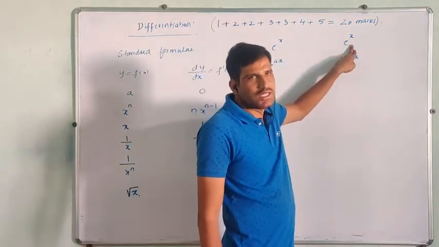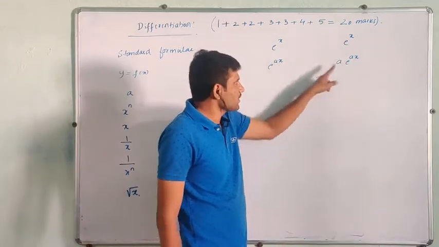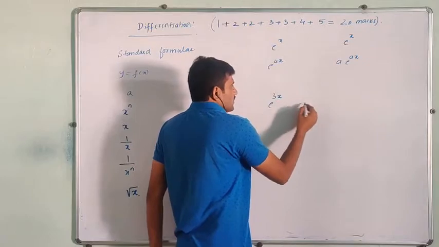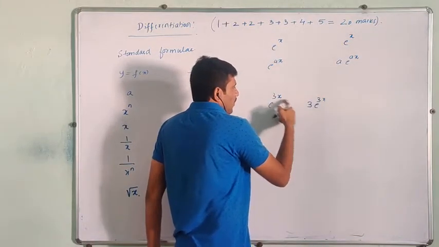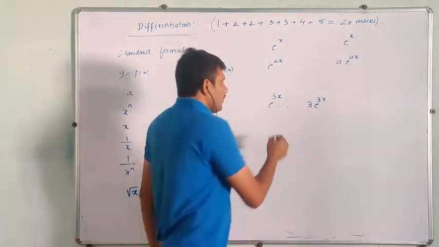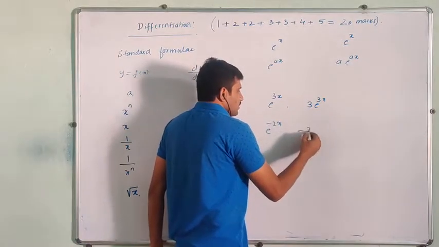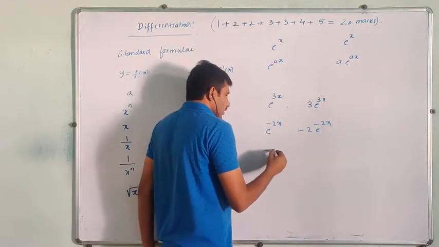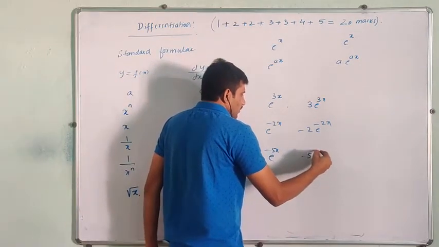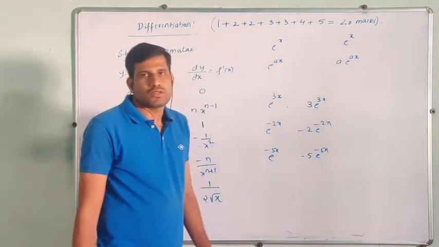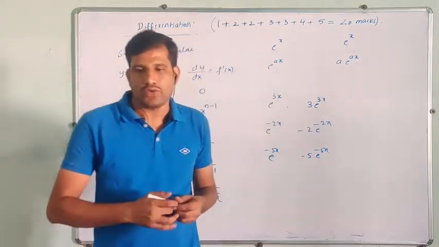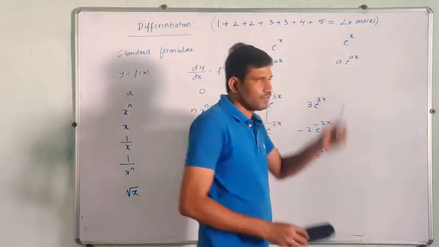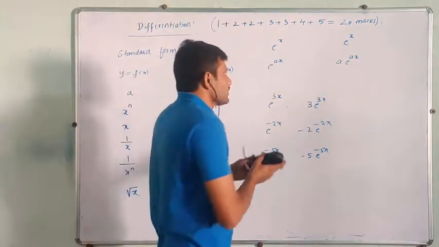Derivative of e raised to x is e raised to x. Derivative of e raised to ax is a into e raised to ax. For example, derivative of e raised to 3x is 3 into e raised to 3x. That power you have to write here. Then the derivative of e raised to minus 2x is minus 2 into e raised to minus 2x. Derivative of e raised to minus 5x is minus 5 into e raised to minus 5x. So therefore, derivative of e raised to ax is a into e raised to ax. Right?